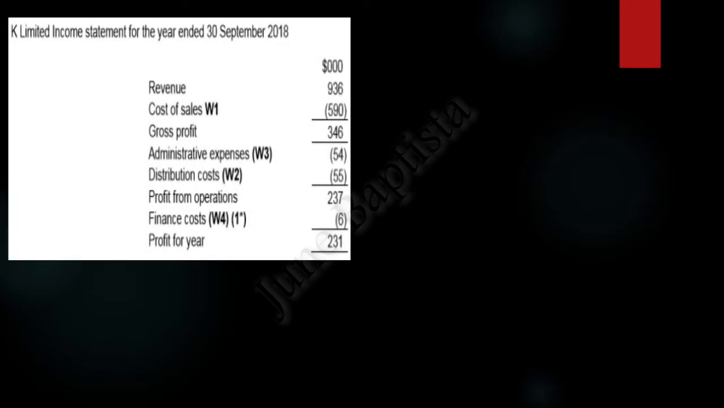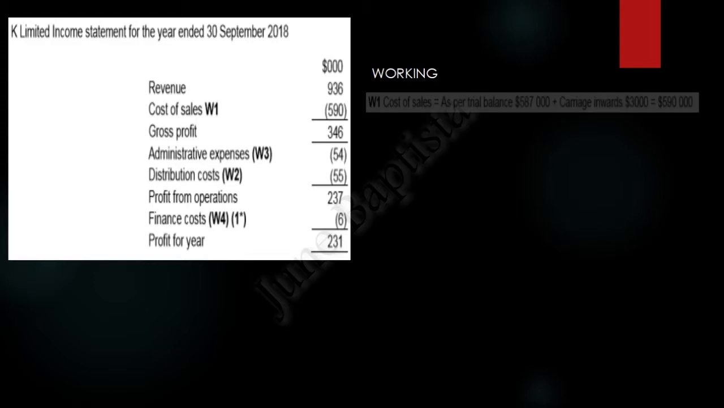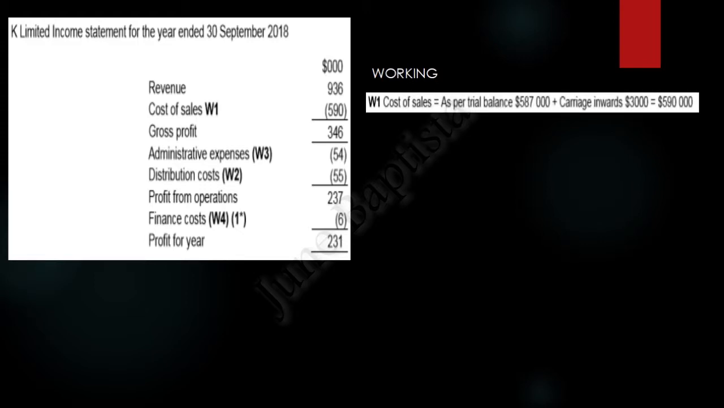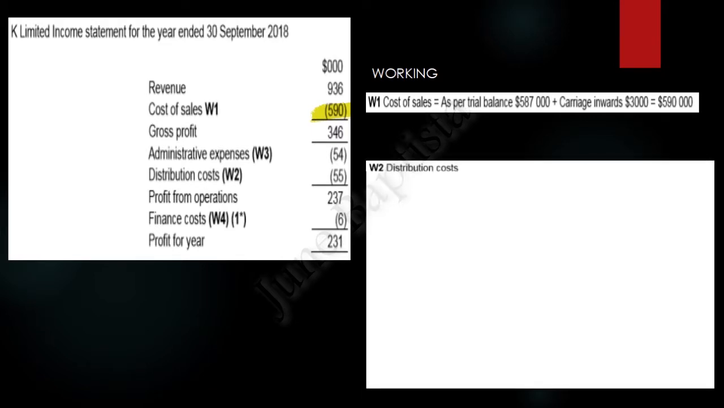Here is the income statement for KA Limited for the year ended 30th of September 2012. Let us first look at the working. Working 1. The cost of sales is equal to $587,000 as per the trial balance plus carriage inwards of $3,000 as discussed in the last slide, which gives you a total of $590,000. Working 2. Distribution costs.